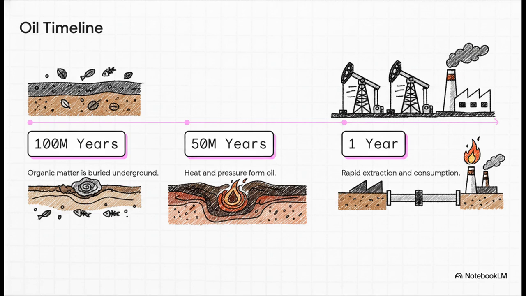But before we even look at the options, let's talk about what's really at stake here. Crude oil is a non-renewable resource, right? If you chase it back, 100 million years ago, organic matter was buried deep underground. 50 million years ago, immense heat and pressure finally turned it into oil. And today, well, we humans pull it out of the ground and burn through massive amounts of it almost instantly. It literally takes nature millions of years to make, and we just use it up in a flash.